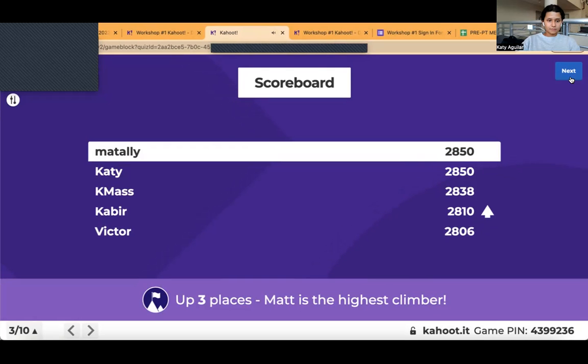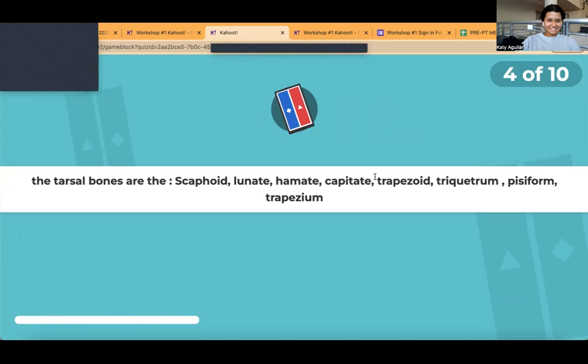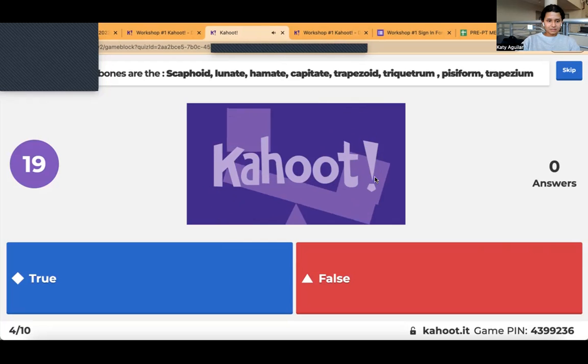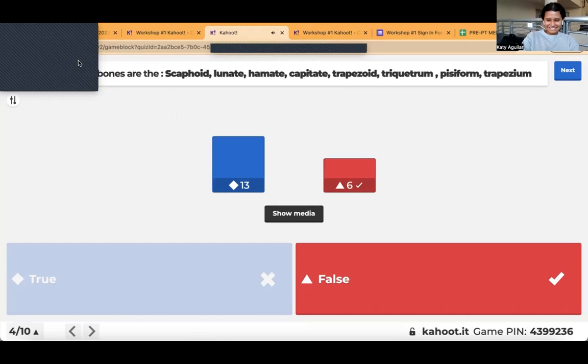Wow, look at that. Someone's got to come for Matt. Katie, what is that face you're making? Oh, I got y'all good. I got y'all good on this one.